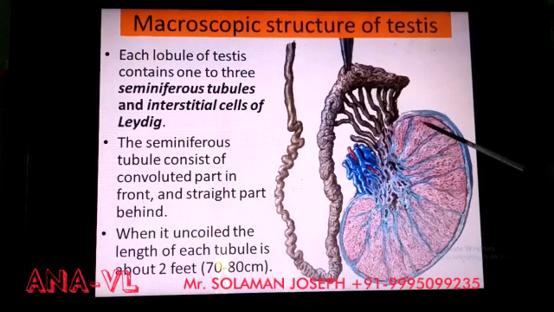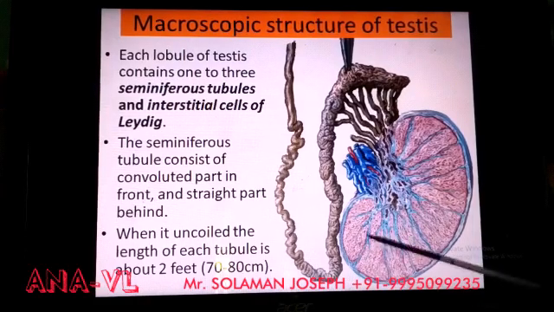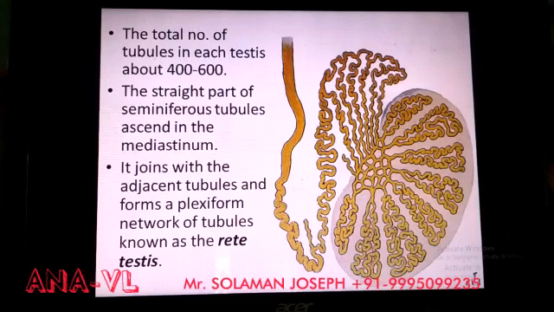The seminiferous tubules consist of a convoluted part in front and a straight part behind. Anteriorly we can see numerous convolutions, and towards the end, when they are exiting, it is the straight part. When uncoiled, it is about 2 feet in length. The total number of lobules in each testis is around 400 to 600. The straight part of the seminiferous tubules ascends in the mediastinum testis.